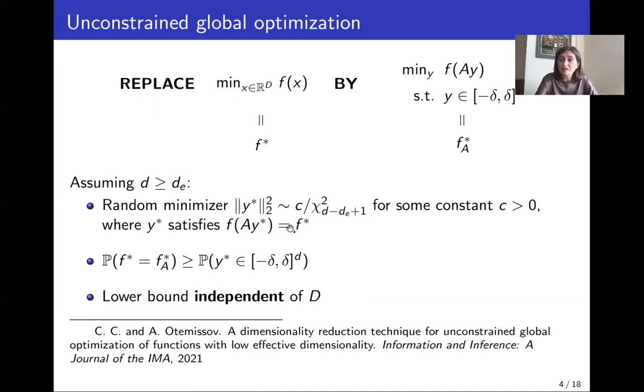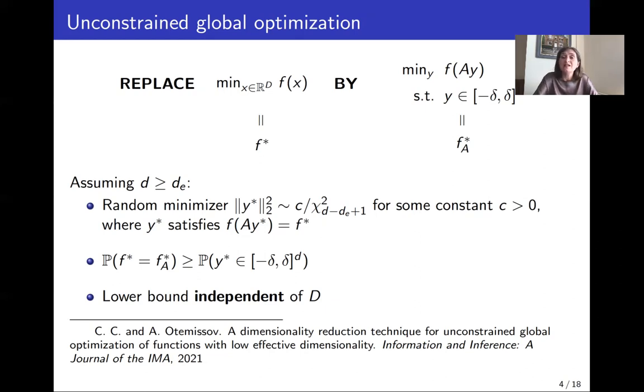and to characterize them probabilistically in terms of an inverse chi-square distribution, which then allows us to decide the size of the domain in the Y space. In particular, this probability of success of the reduced problem in containing a corresponding minimizer of the original problem, we showed it to be bounded by quantities that are independent of the ambient dimension.